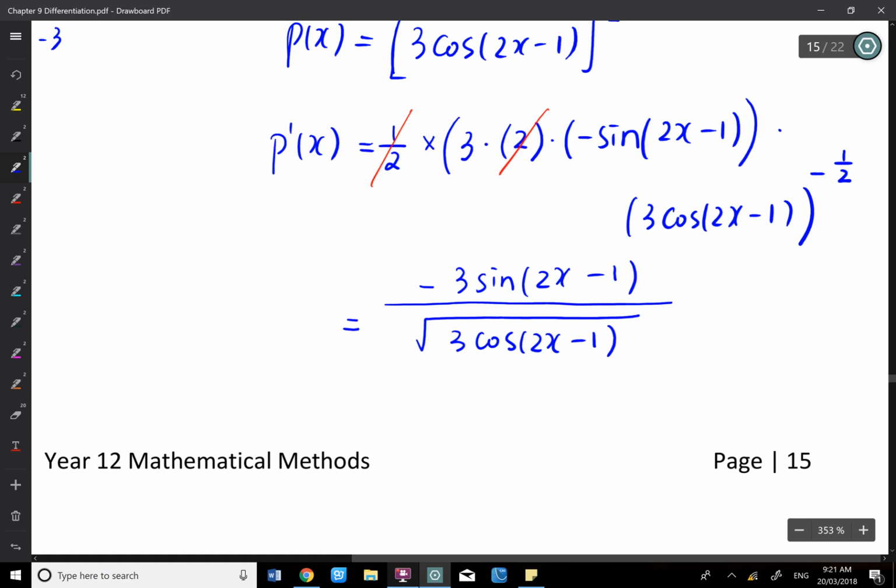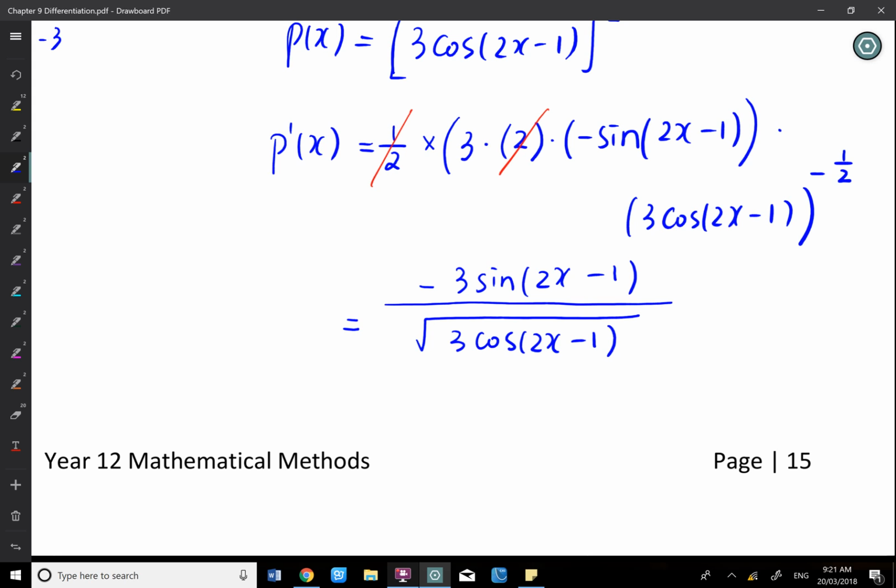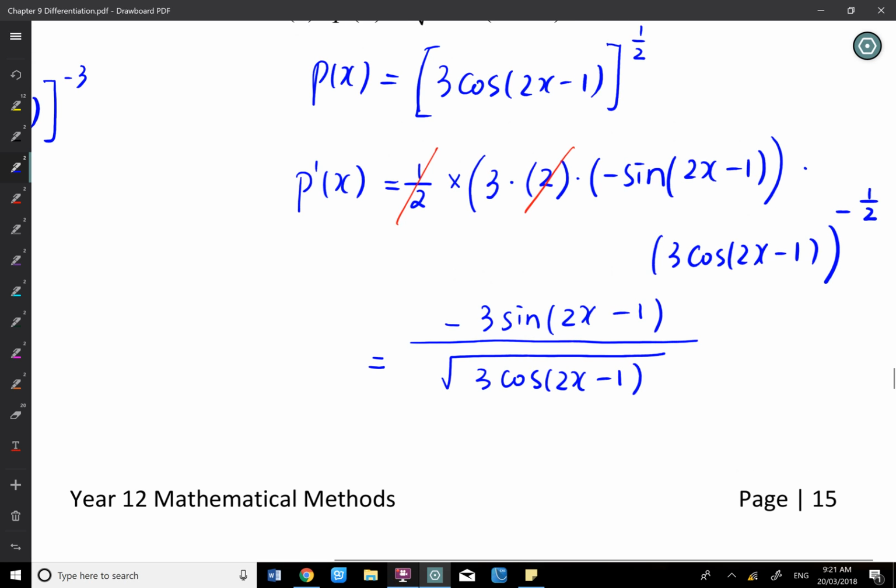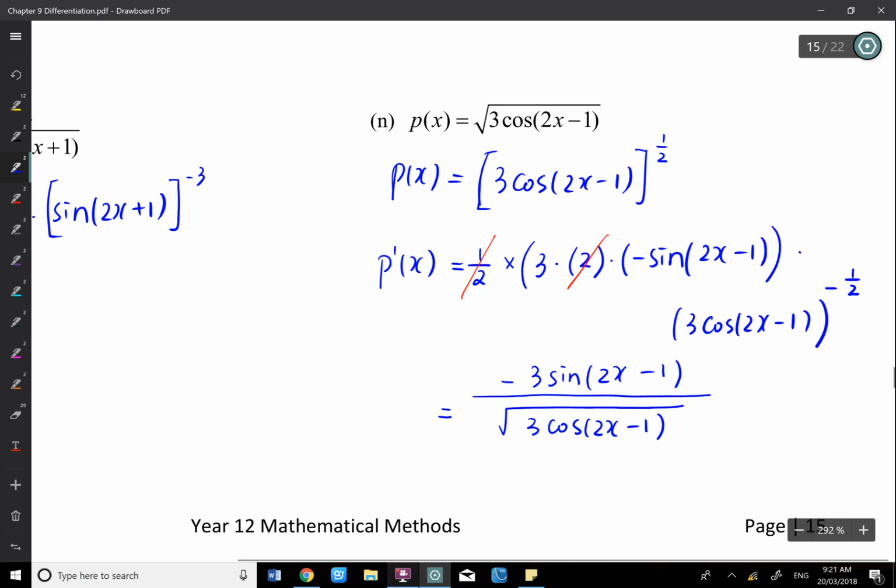So remember, cosine will become minus sine. When I derive the inside, we have the 2, and then cosine changes into negative sine, and you still have the thing in the bracket. Okay, so that's n.